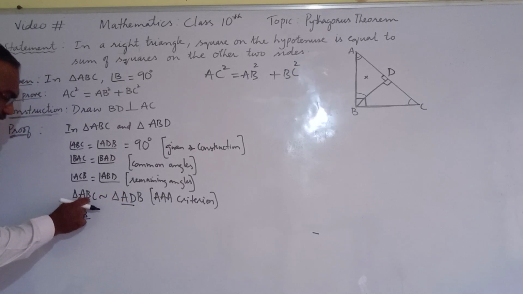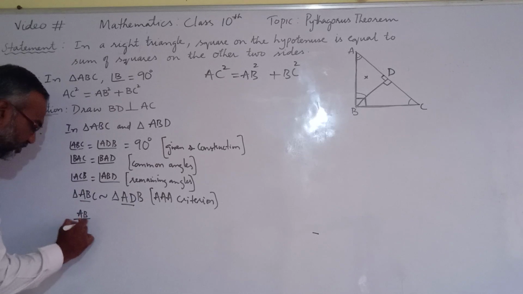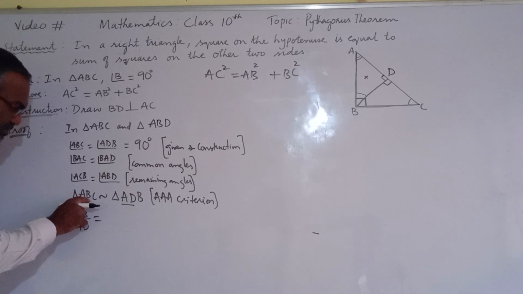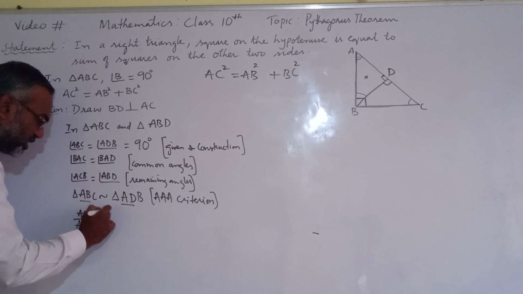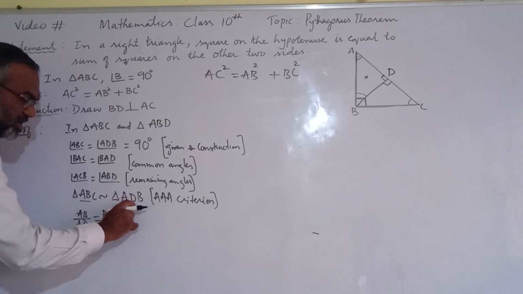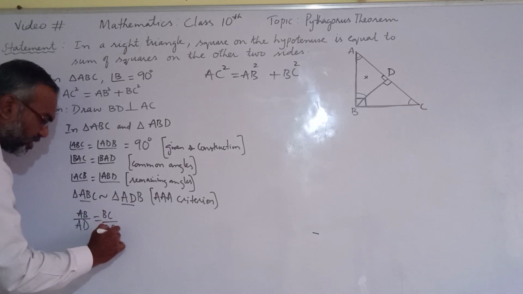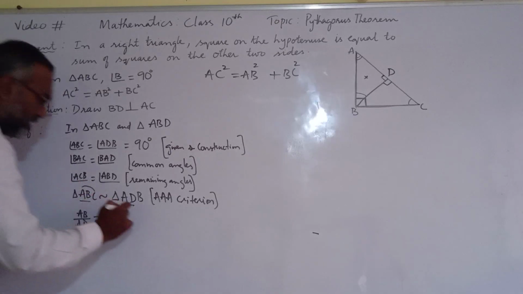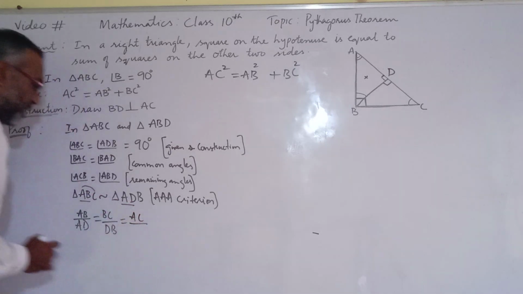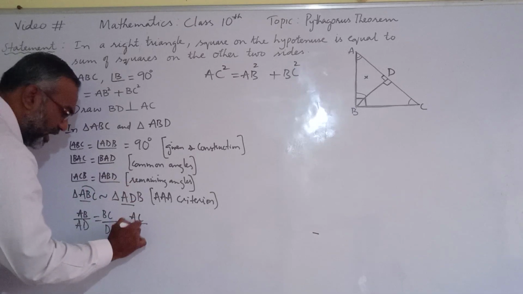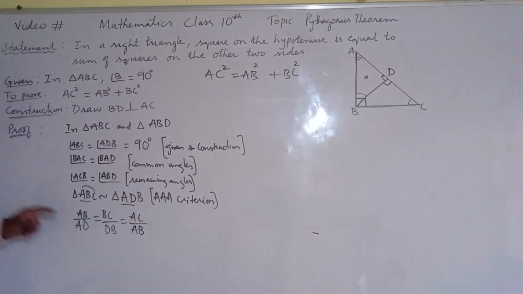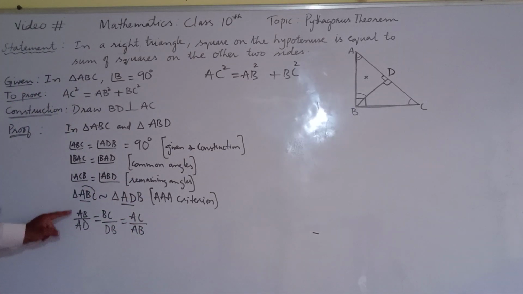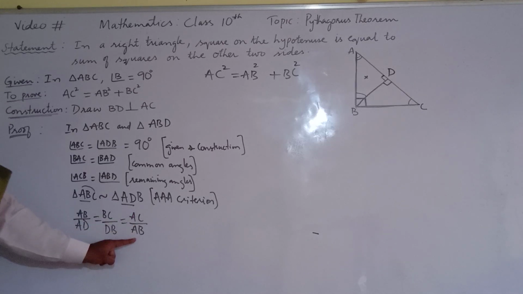First two letters AB, here first two letters AD. They make one side, right? Then BC, second and third letter here, divided by second and third letter DB, is equal to first and last letter, which will make one side AC. AC divided by first and last letter AB. So we got three ratios, right? AB divided by AD is equal to BC divided by DB is equal to AC divided by AB.